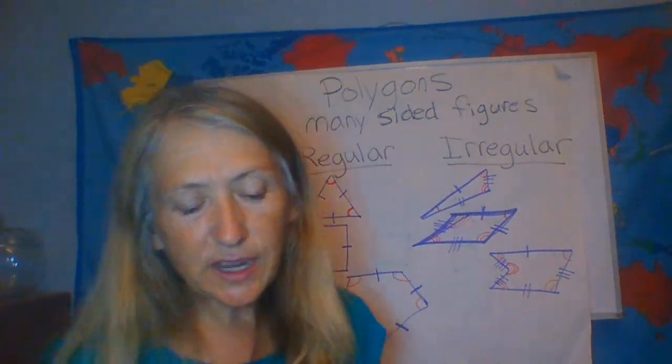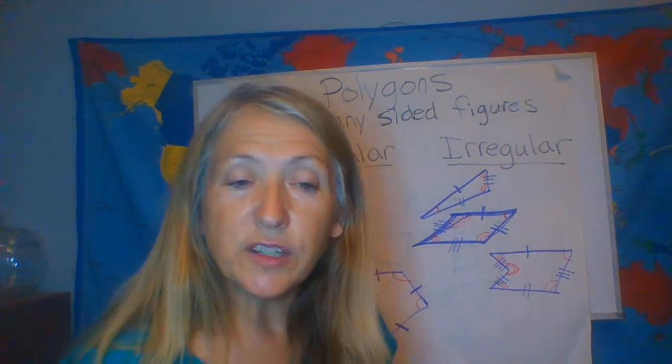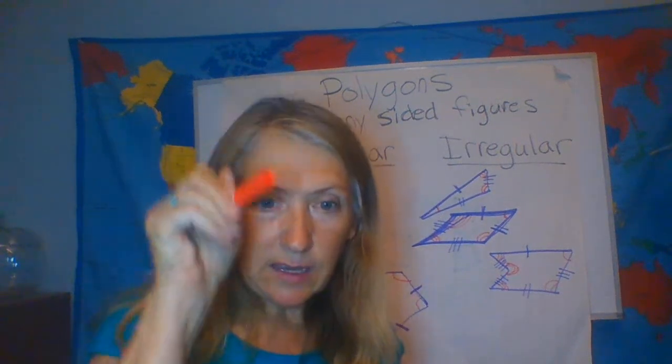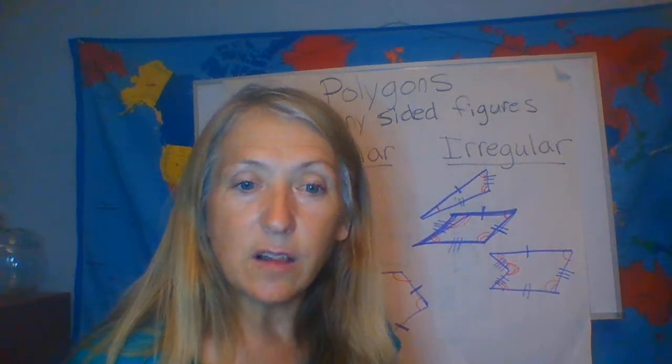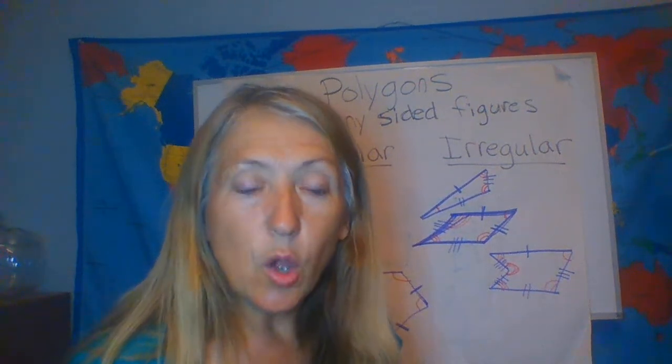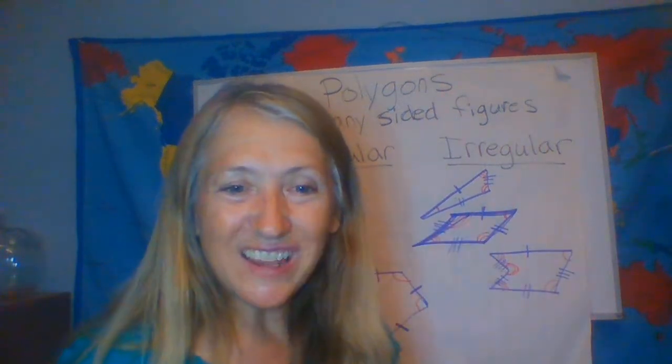So I hope you understand what regular and irregular polygons are, and I hope you understand how to mark them with the lines and the little curves for the angles so that you can tell if the measurements are equal or if they're different.